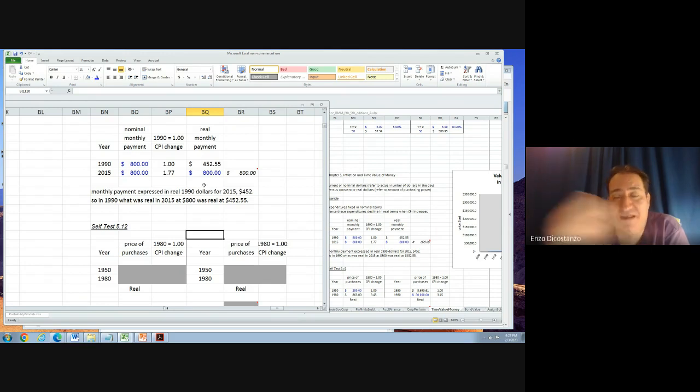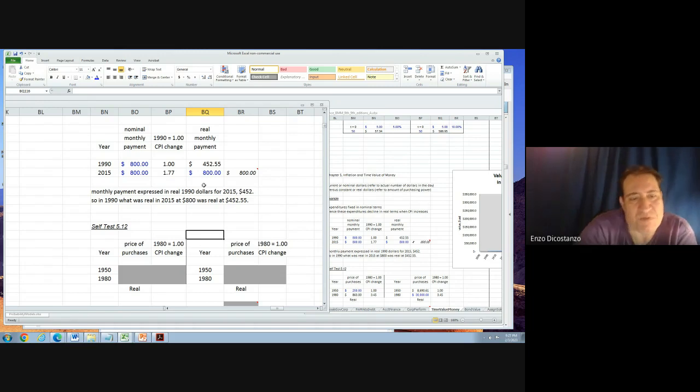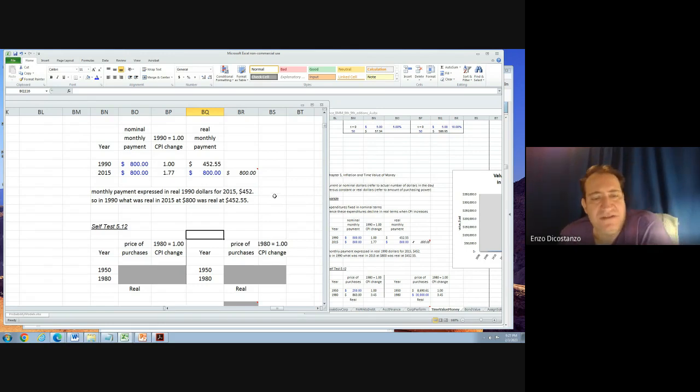So in other words, you're paying the bank in 1990 dollars, at their 1990 value, and the money's not going as far 25 years later as it did back when Bush number one was president in 1990. Okay, and what does the book say? It says in real dollars, it was 452. Sure, so what was the real in 2015? 800 was real at 450. Okay, so yeah, we're just going in circles with this stuff.